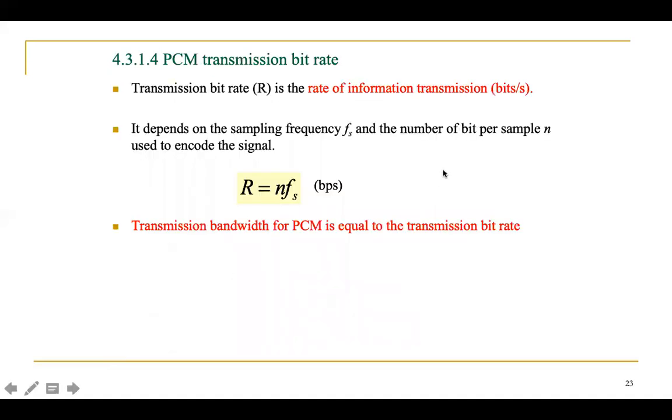And the last slide is the transmission bit rate. It's the rate of information transmission. You can directly use the formula R equals N Fs, where N is the number of bits and Fs is the sampling frequency. The transmission bandwidth for PCM is also equal to the transmission bit rate. So basically this is the end of chapter 4.